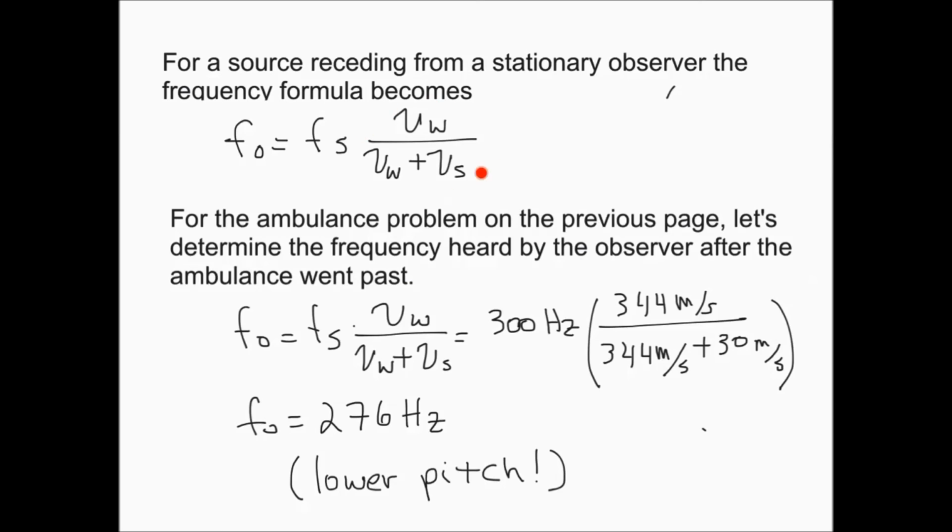And so we use this formula. Once again, we just plug in: our observed frequency is equal to the frequency at the source times the speed of the wave divided by the speed of the wave plus the speed of the source. We get 276 hertz, which is a lower pitch than the stationary observer would hear, which is 300 hertz, or that an observer who is being approached by the ambulance would hear, which we saw on the previous page was 329 hertz.